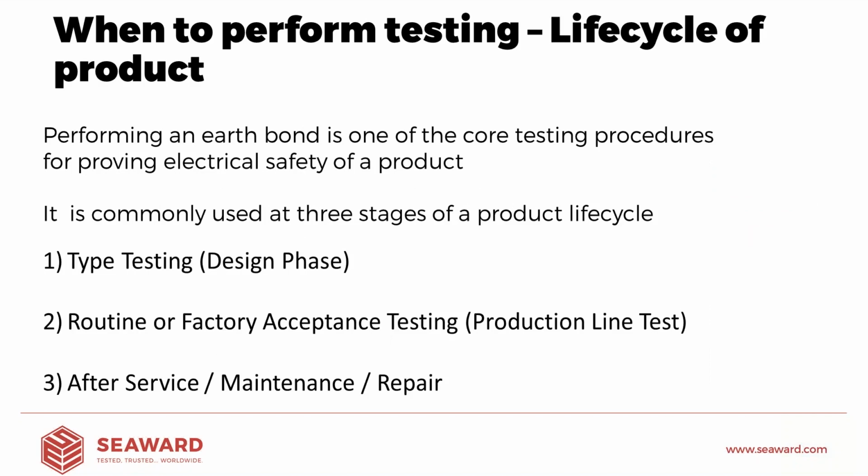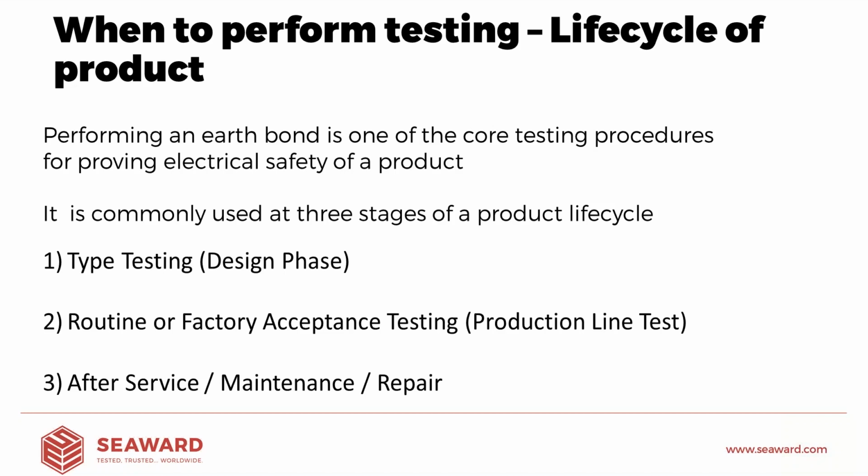Now, if we look at the life cycle of a product, there's generally 3 times that we might be performing this type of testing on a product. Similar to the HAL test that we spoke about in the last webinar, throughout the stages of a product life cycle, we will perform an earth bond test on a class 1 product at type testing. Again, much like the HAL test we discussed at the last webinar, this will be a much more strenuous test than any other test we perform on the product.